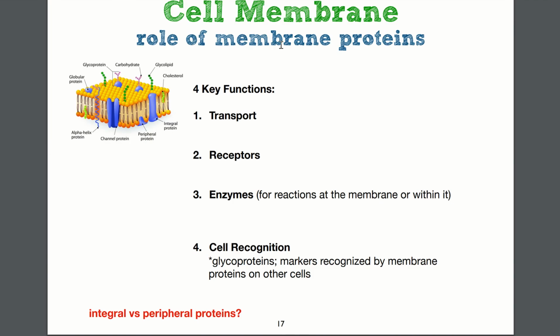And there are 4 roles of membrane proteins. The one we just talked about, transport; second, receptors; 3, enzymes, for reactions at the membrane or within it; 4, cell recognition. And glycoproteins are markers recognized by membrane proteins on other cells. That's all.